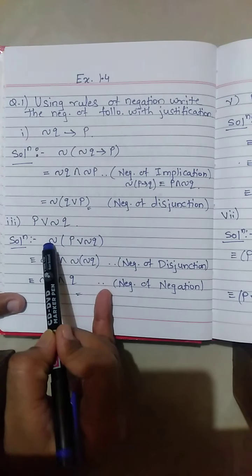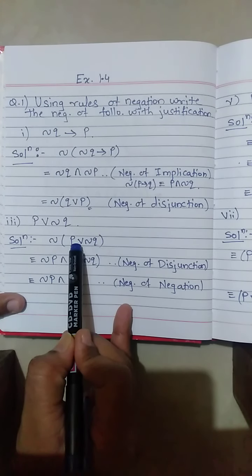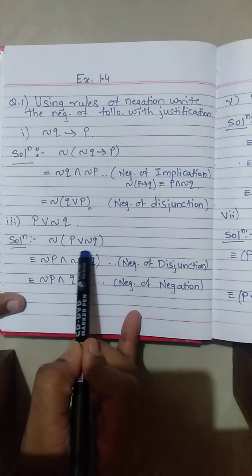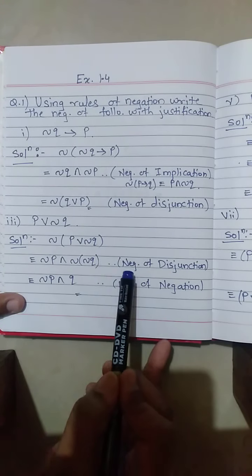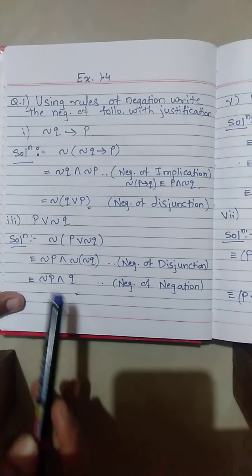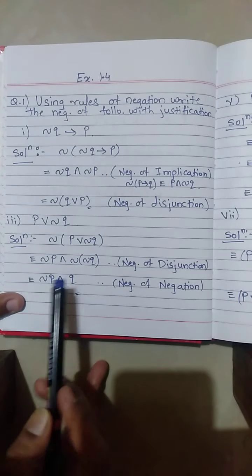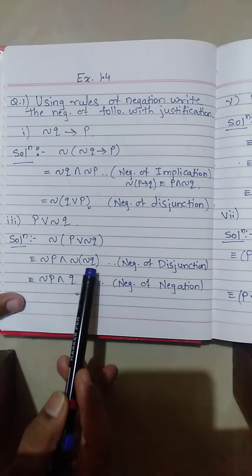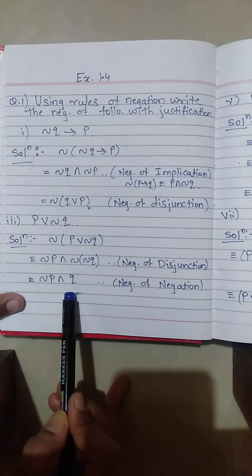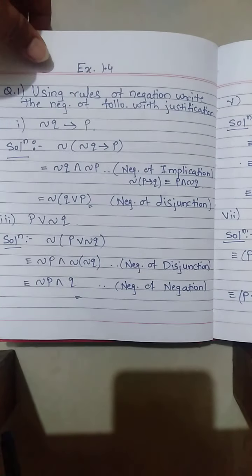De Morgan's law: apply the negation to the first term, and is replaced by or, and apply the negation sign to the second statement. So negation of negation Q, which is a negation of disjunction. And what is negation of P as it is, and as it is negation of a negation. Negation of a negation is the statement itself. So in this step we applied negation of a negation.